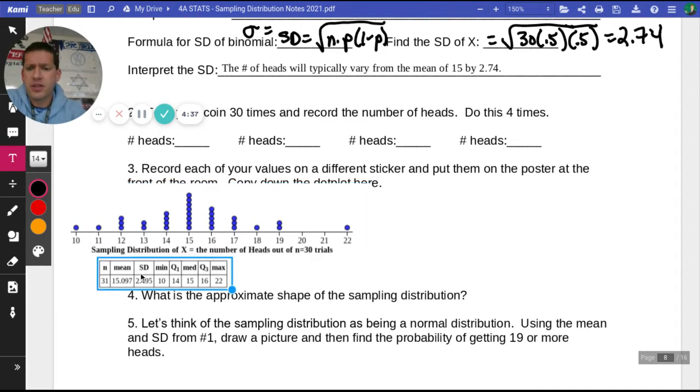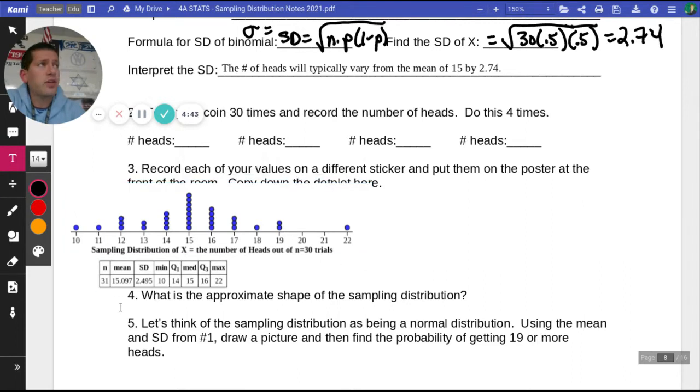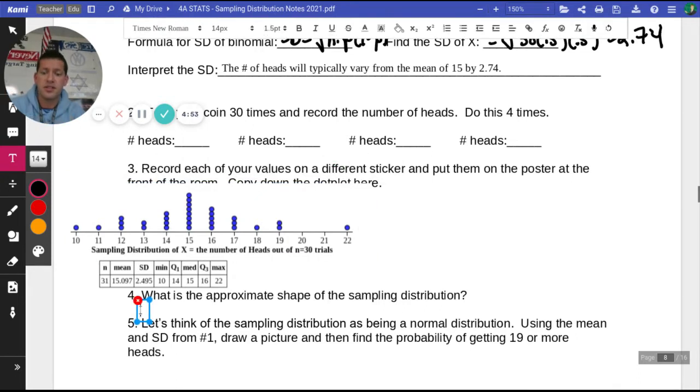So this is a sampling distribution of X, which is the number of heads out of our 30 trials. And next we want to say, what is the approximate shape of our sampling distribution? You can tell it kind of has a little bit of data up to a peak and then kind of goes back down as well. We can say this is symmetric, or we want to say normal. We want to say this is a normal distribution.